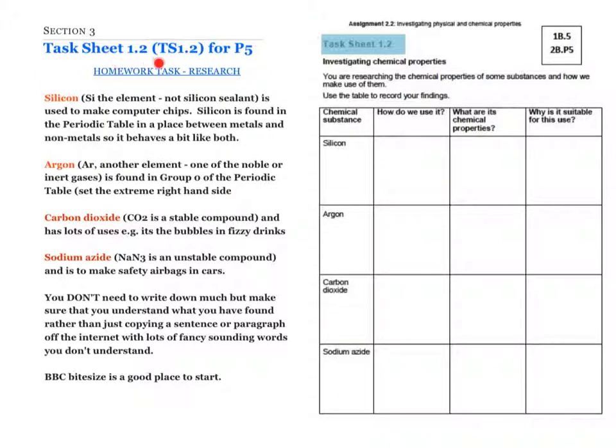This is a quick talk through of the tasks that you have to do as an extension work either in class or as homework. We copied this grid onto file paper and we're going to use whatever information we have in iTunes U or here to fill in this grid. The substances are silicon, argon, carbon dioxide, sodium azide. We need to differentiate our answers because we're talking about uses, chemical properties, and why suitable for that use.